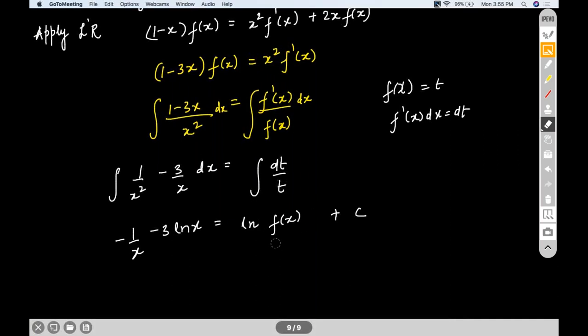Let's drop this mod. I don't need this mod, because f of x is already positive. Now, how do I get this c?